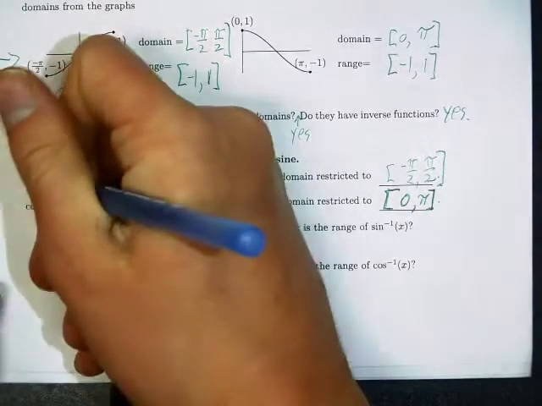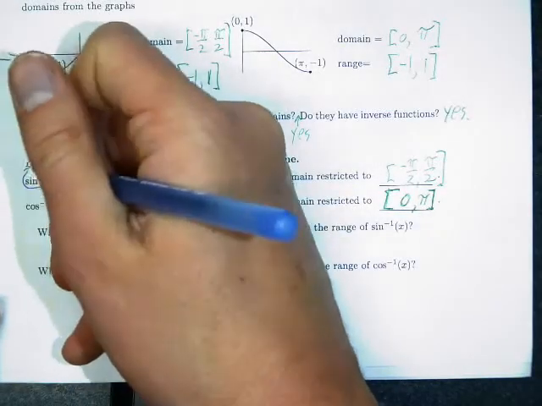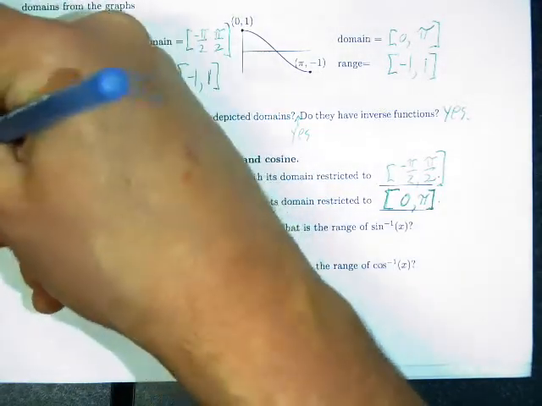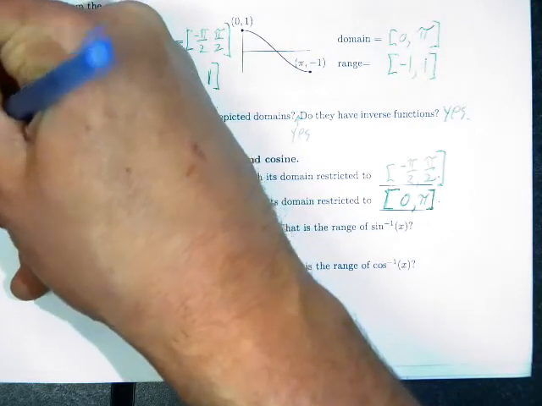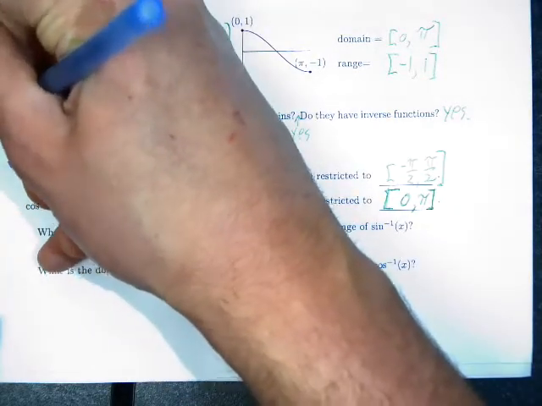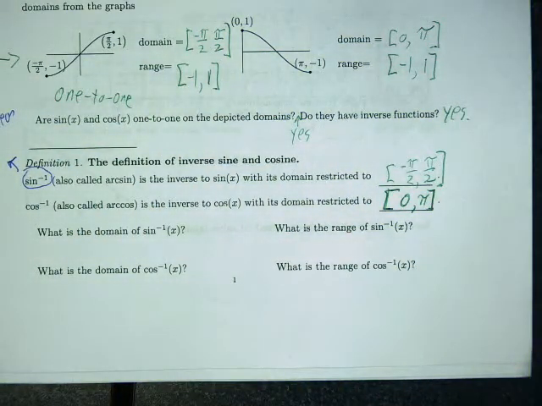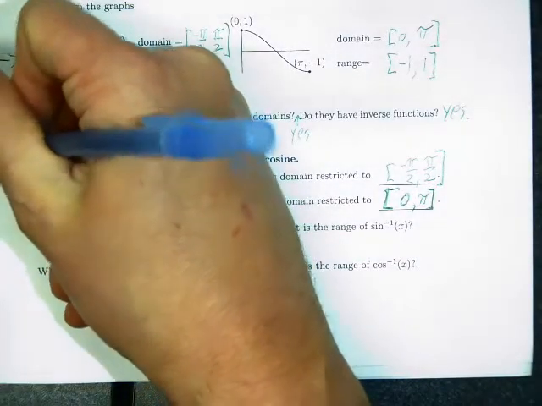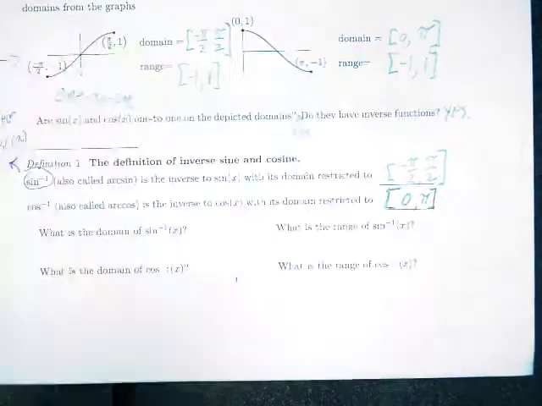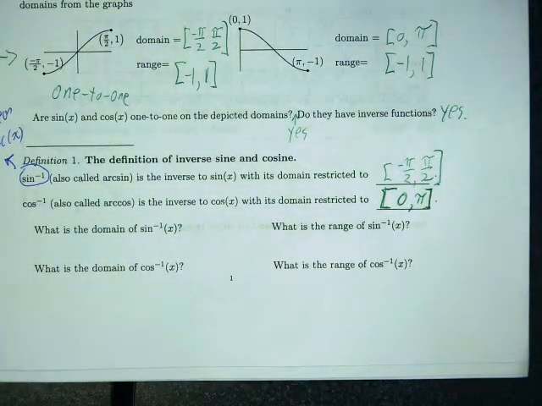Maybe I'll point out sine inverse is not 1 over sine of x. What is 1 over sine of x? Cosecant. So remember, that negative 1 means I want the inverse function.